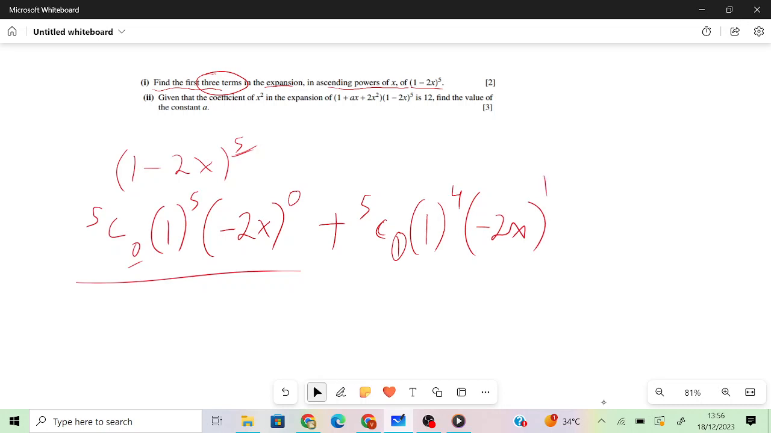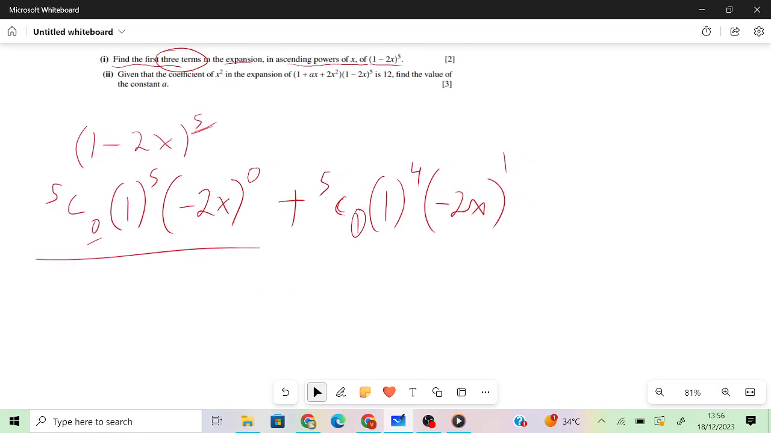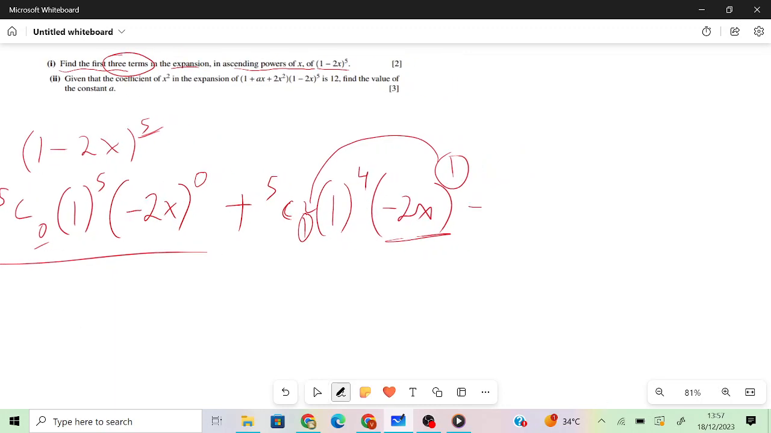One trick that helps a lot of students is that the power of the second term over here is always going to be the same as your r, which is this over here. These two are always going to be the same, no matter what term you're expanding. And then the next one would be 5 combination 2 into 1 to power 3. 5 minus 2 is 3, into minus 2x raised to power 2. Again, this and this are still the same.